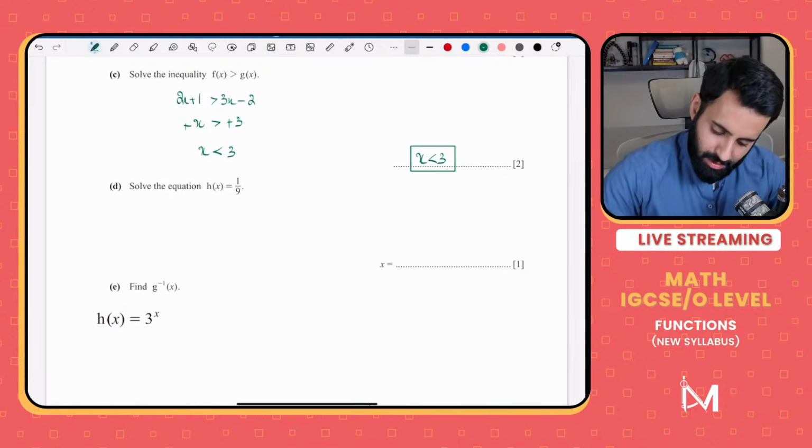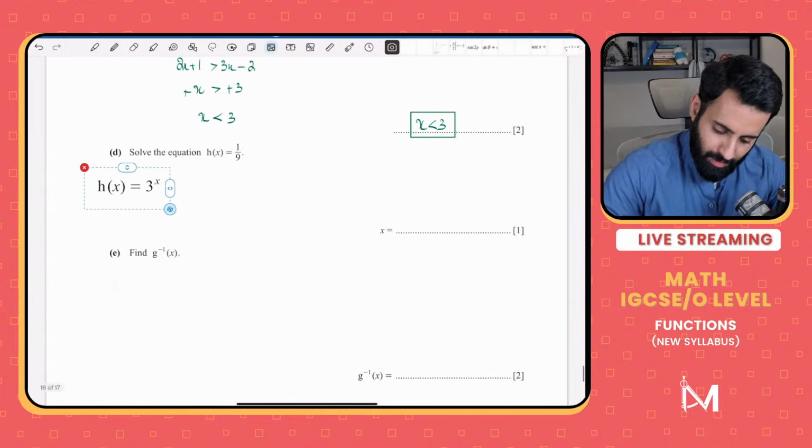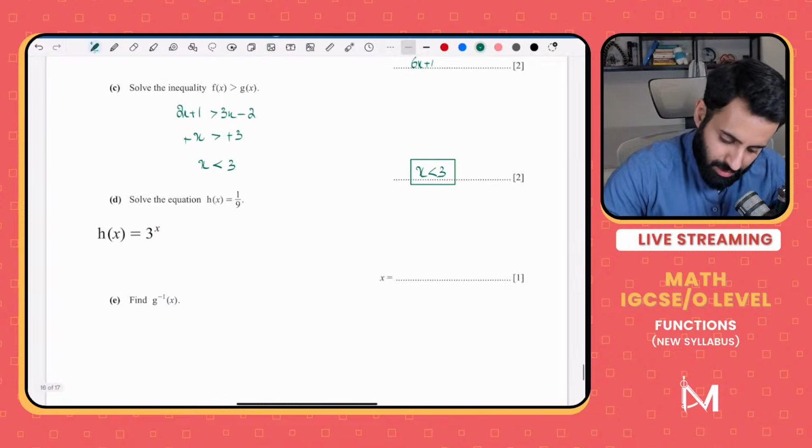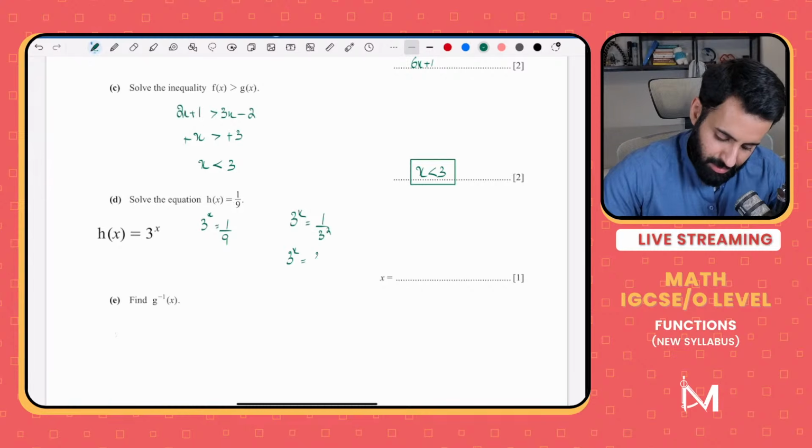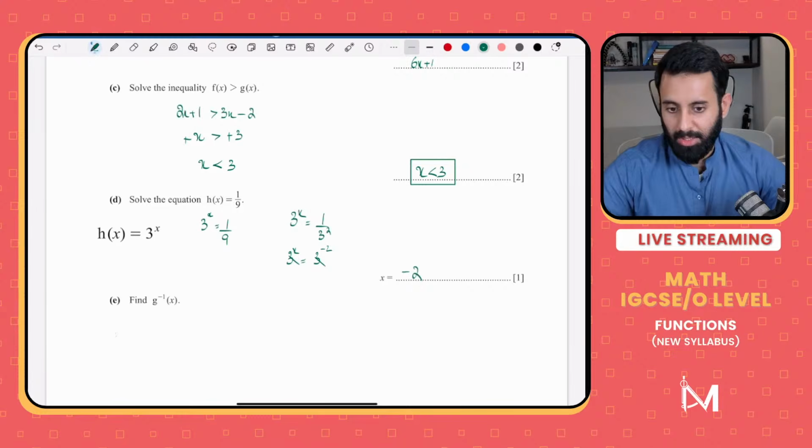So this means, oops, sorry, this was supposed to be here. This means 3 power x is equal to 1 upon 9, which means 3 power x is equal to 1 upon 3 squared. This is more like an indices question. So 3 power x is equal to 3 power minus 2. x equals minus 2.